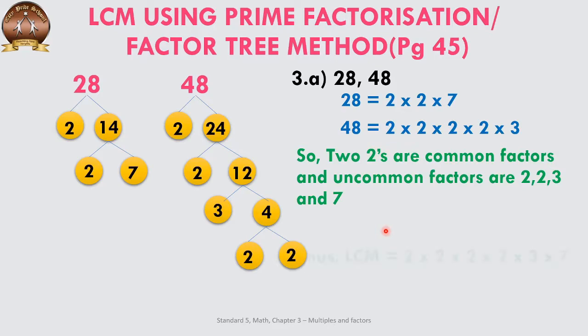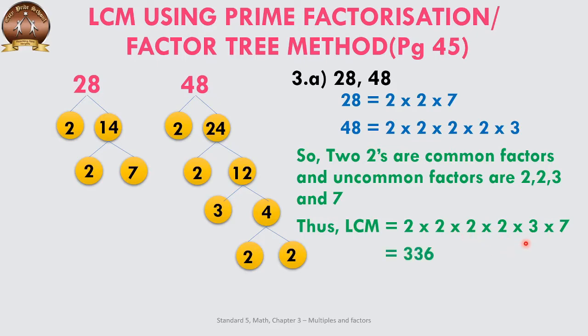What is the next step? We are going to multiply them all. Now these two 2's which were common, they are going to be multiplied only once, and all the rest of the uncommon numbers will be multiplied once. After we multiply, we get the answer as 336. So 336 is the LCM of 28 and 48.